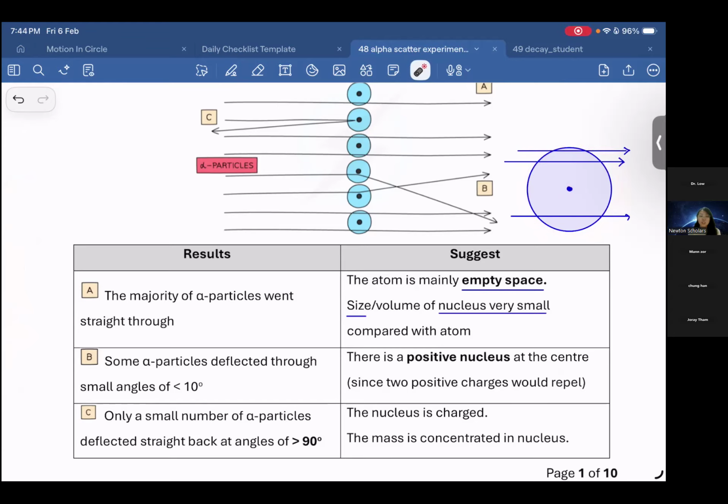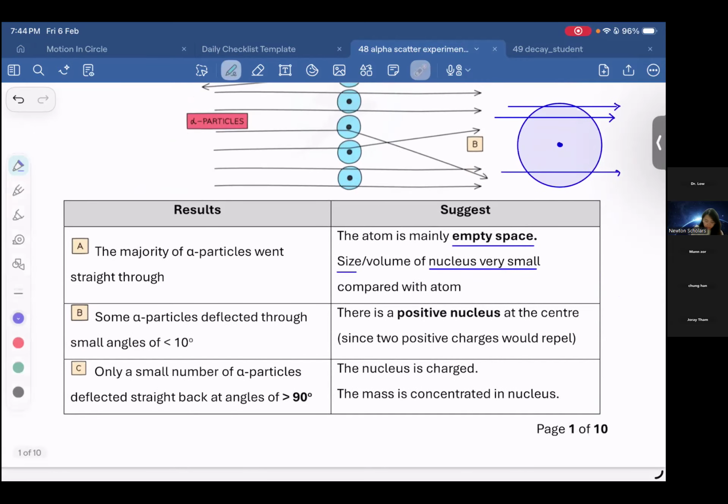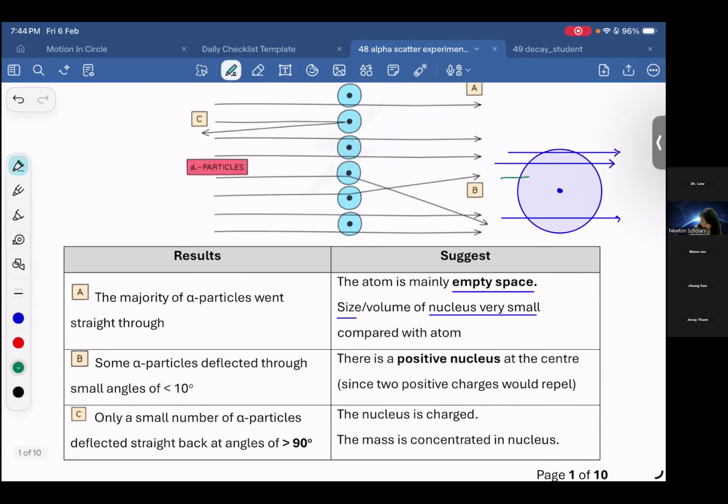Second observation: they found out that some of the alpha particles deflect at a small angle. This is B here, at a small angle, it will deflect. Why does deflection happen? It must be the same type of charge. When the alpha particle nears the nucleus, it will deflect. It's because the nucleus has the same type of charge as our alpha particle. Just now I did mention the alpha particle is positively charged. So when the alpha particle is near to the nucleus, it will deflect. So this is our observation B.